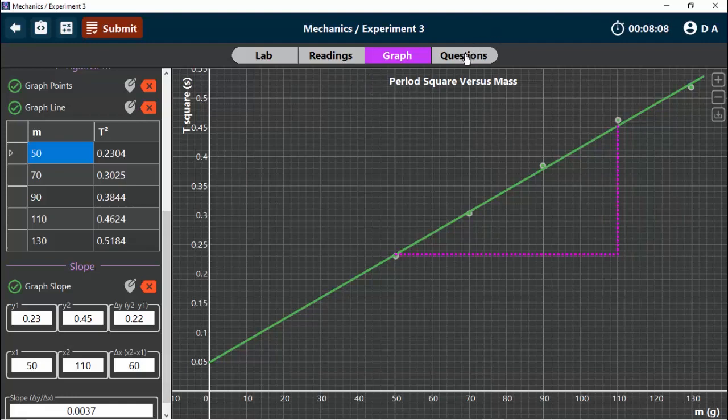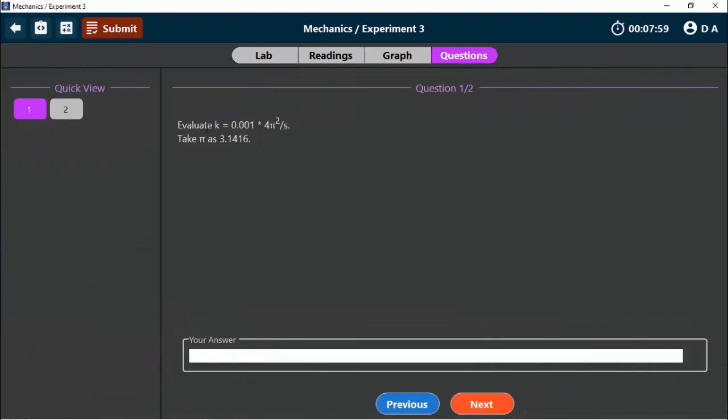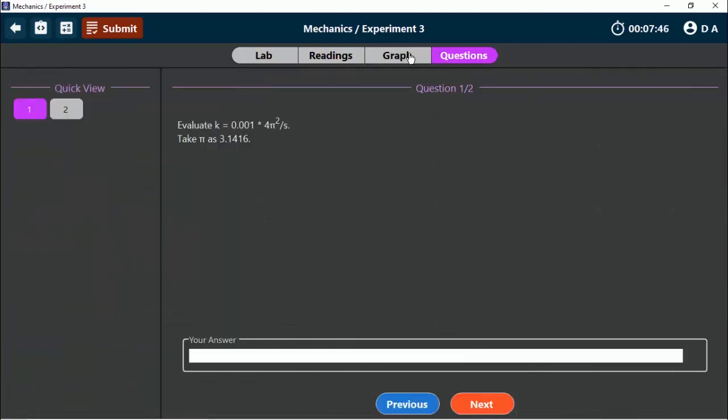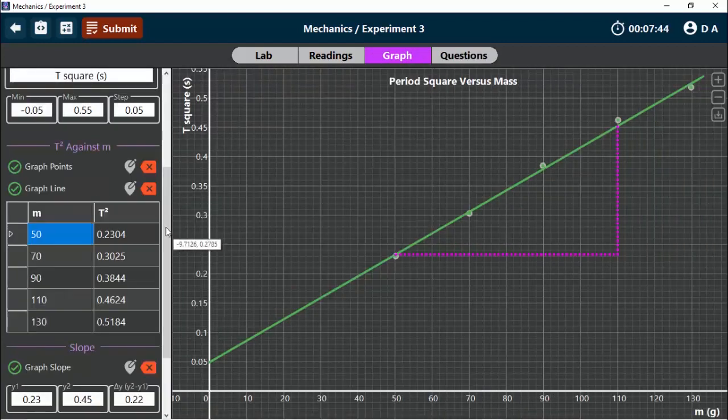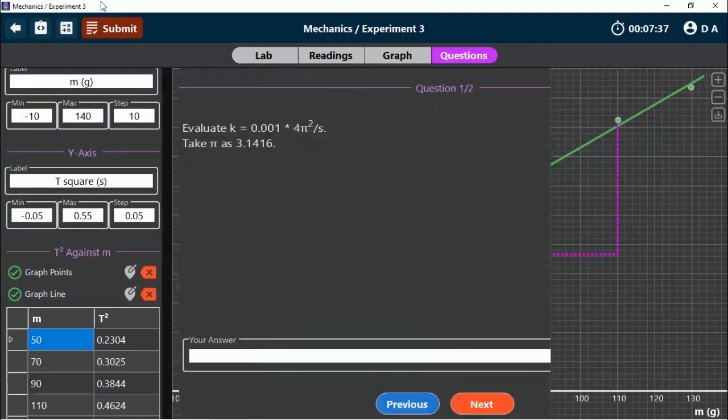You'll be asked some questions, a kind of follow-up question based on your graph. So let's take a look at the question. The question states that we should evaluate k equals 0.001 times 4 pi squared divided by s. So we know our s, which is the slope. Our s is the slope, right? So we know that the slope is 0.0037.